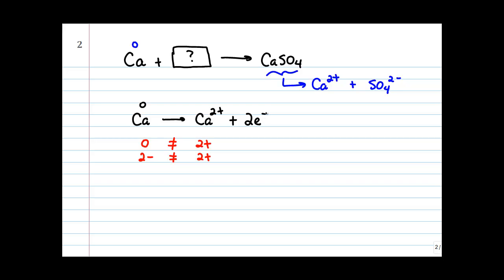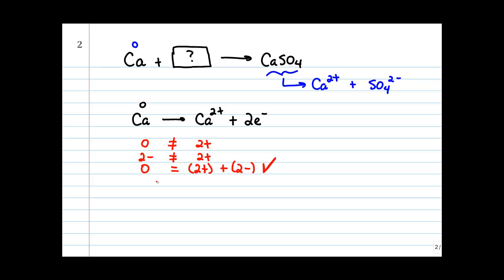Let's add those 2 electrons on the right, and let's consider the charges. Well, it looks like we've got 0 on the left equals 2+ plus a 2-. Well, guess what? We got it. That's it. 0 equals 0. So the charges are balanced. So the 2 electrons had to go on the right.